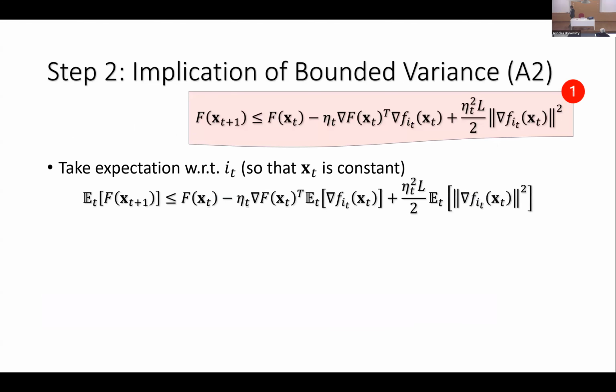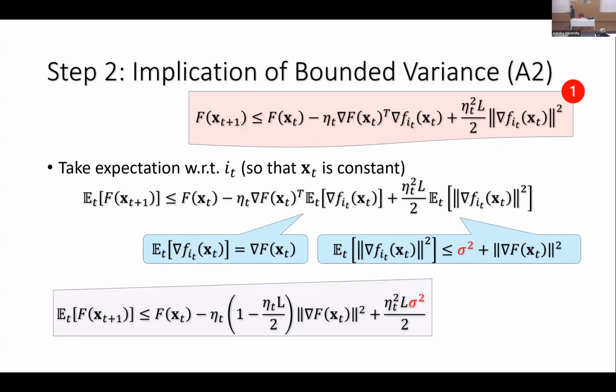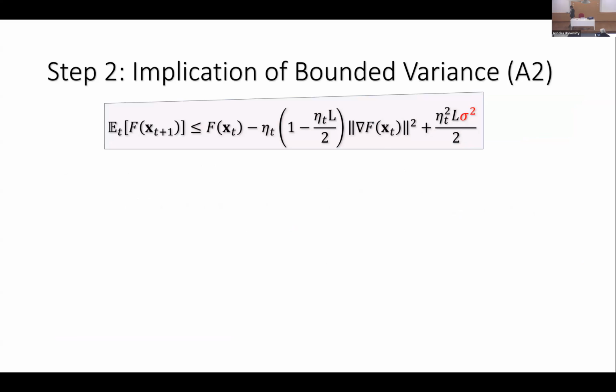Then take expectation with respect to i_t, right? So this term will be fine. Here we will use the sigma squared bound. Those two bounds that we derived for expectation and variance, we will use them. And this gives this equation. Now it's just a matter of massaging this equation so that we get the correct term.